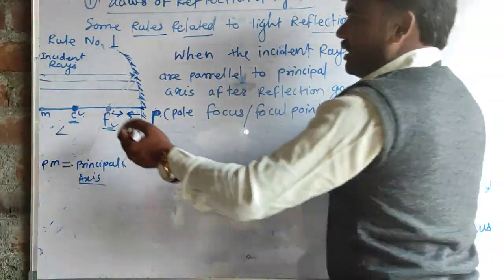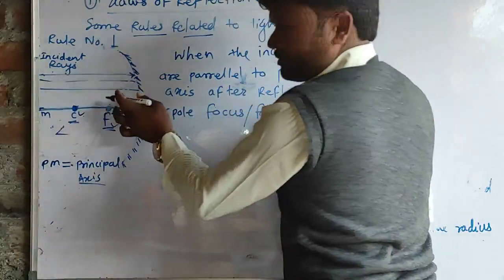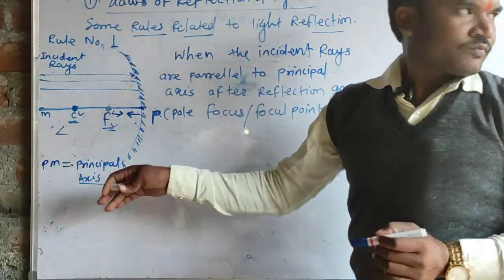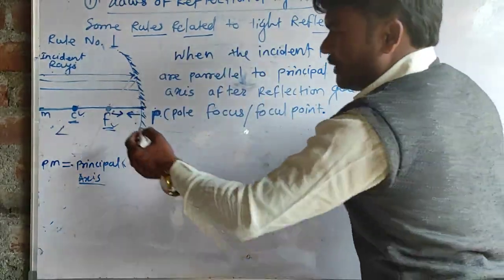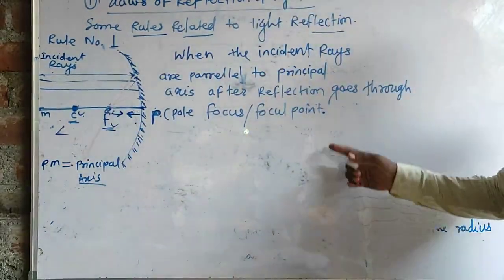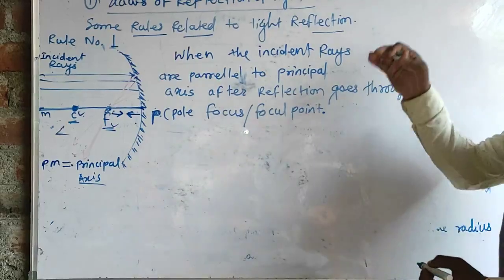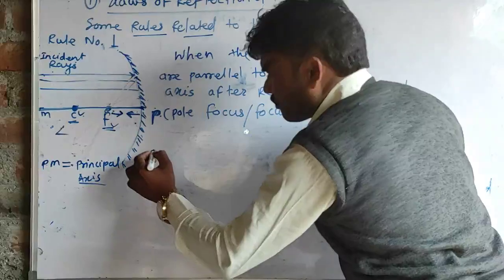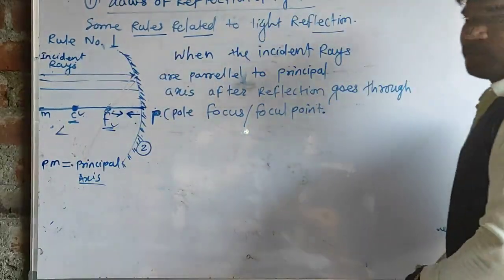Okay, see here, incident rays are parallel to the principal axis. After reflection they go through this focal point. This is the first law, or first rule, of the laws of reflection of light.